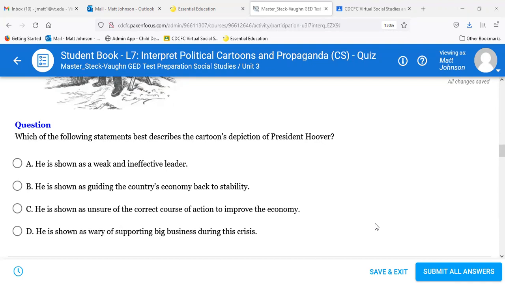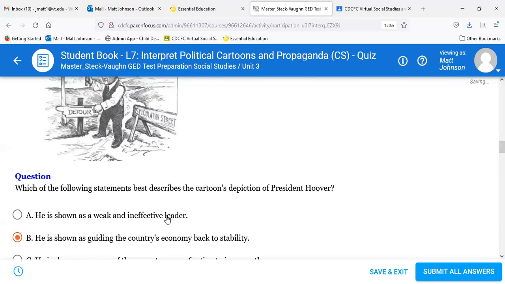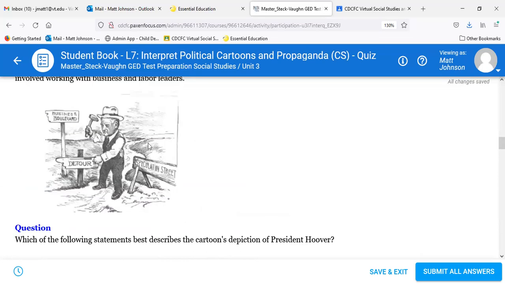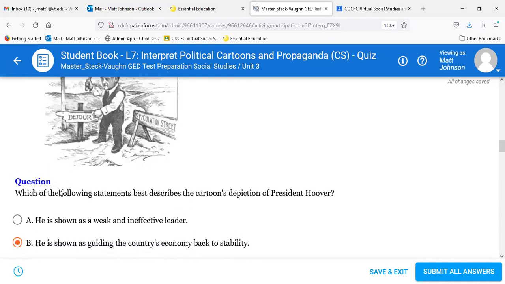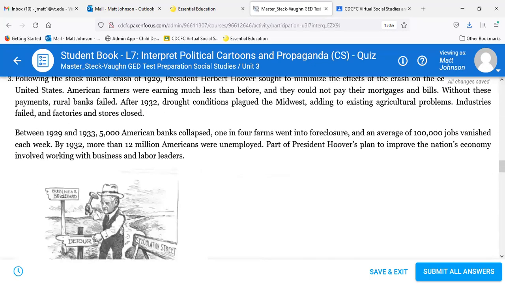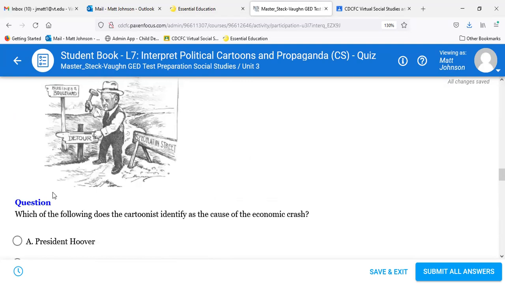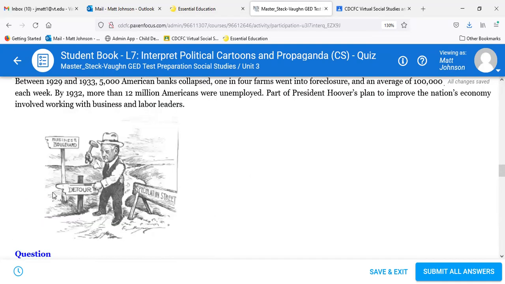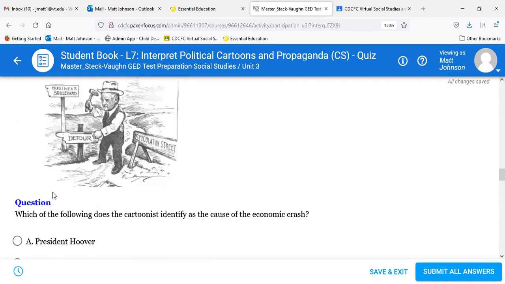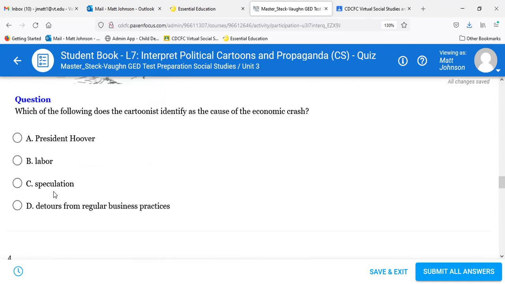Is it B? Yeah, B. So he's shown here, right? He's working on it, and literally guiding the economy. He's putting up a detour sign, so we're moving in a new route, in a new way. So that's showing you we're switching directions. We're avoiding something here. So, Etta, could you read number 3 for us?